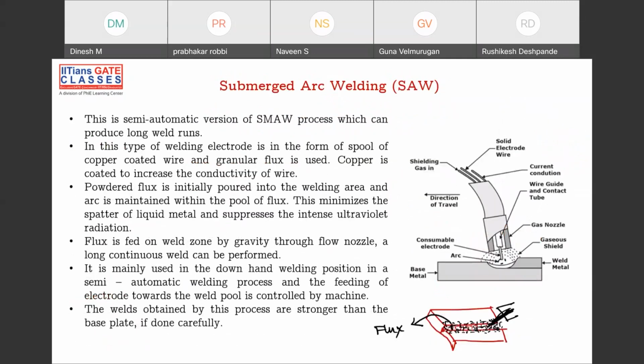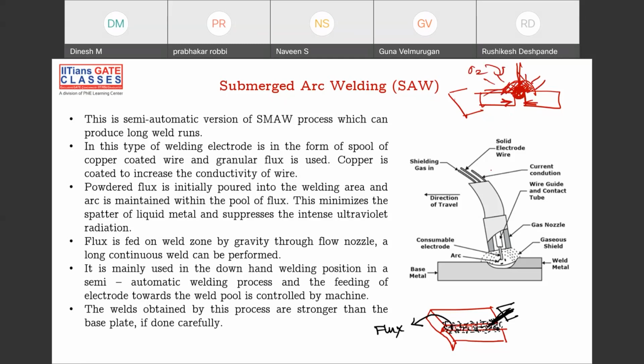But in this case, we can't see the arc, because what will happen? You take the plates that you want to join, and you put some flux material. This is your flux material. Then you enter the wire inside it and start the welding. When the welding starts, the arc is generated, and heat is produced along with the weld plates. The flux powder that you have provided is also heated and melted, and that produces some shielding gas here to avoid oxygen entering the weld pool.